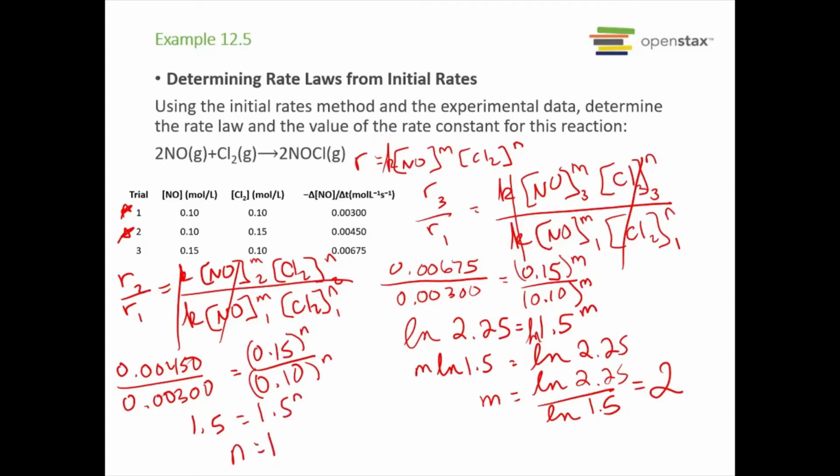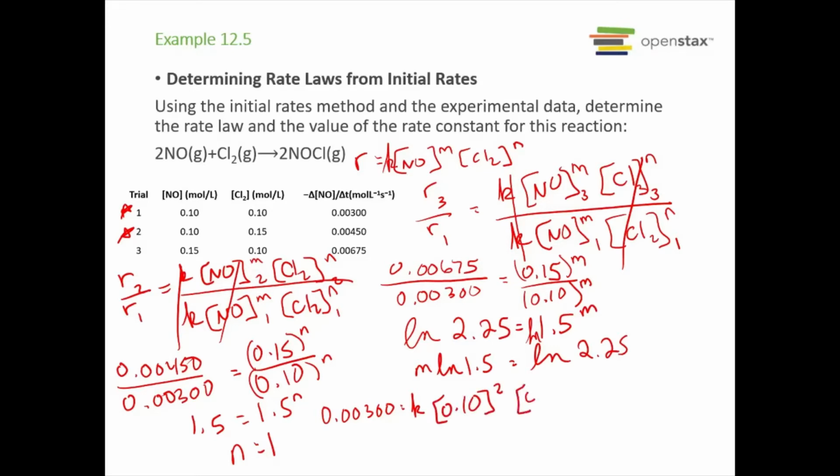All right, take a breath. Now we have our exponents. The last step is to find our K. So let's go ahead and just use our data from trial 1. So now the rate, which is 0.00300, equals K times NO. And NO here is 0.10 to the second power times Cl2, which is 0.10 to the first power.